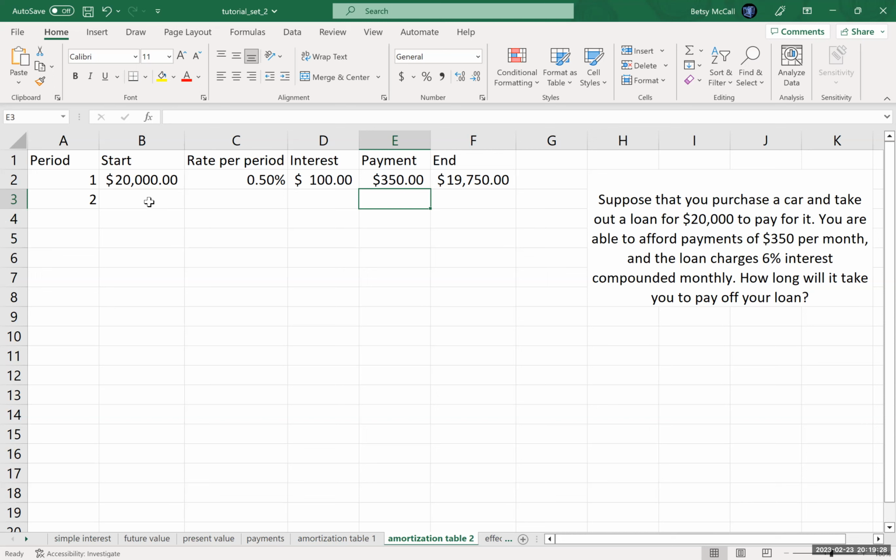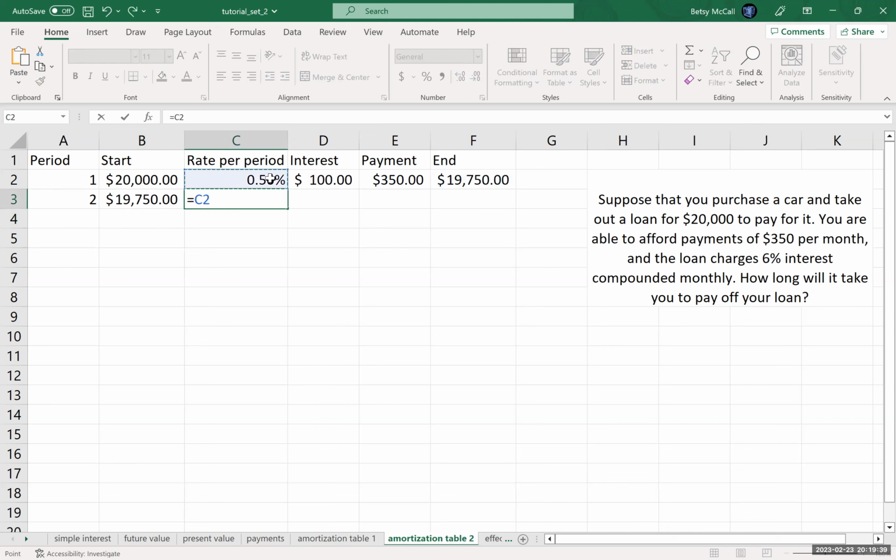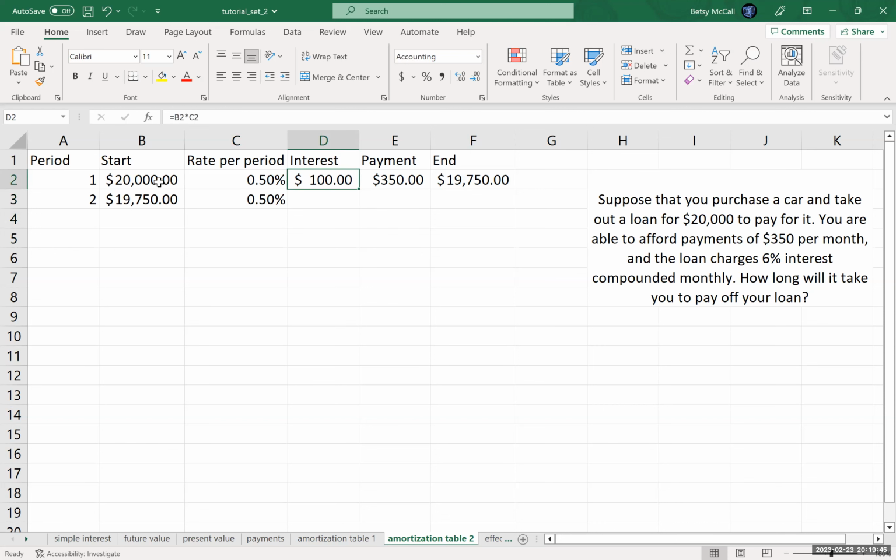Now, in the next line, the next period, the value from the end of the first period comes down. The interest rate remains the same. And the interest follows the same formula. So it's the starting balance times the interest rate. So I can copy this formula. The payment is going to remain the same for our initial calculation.